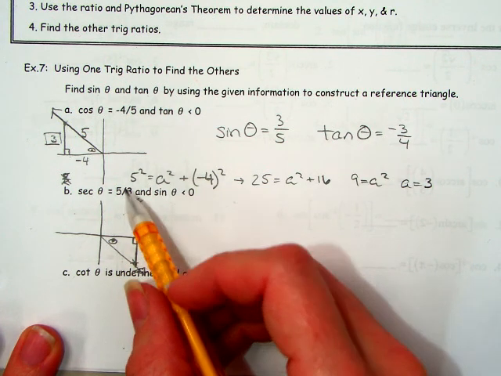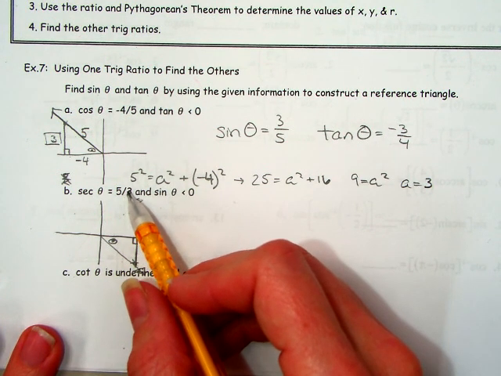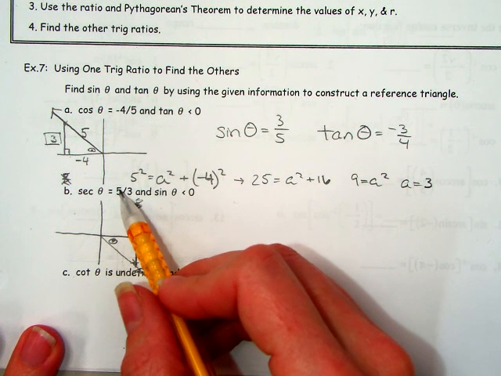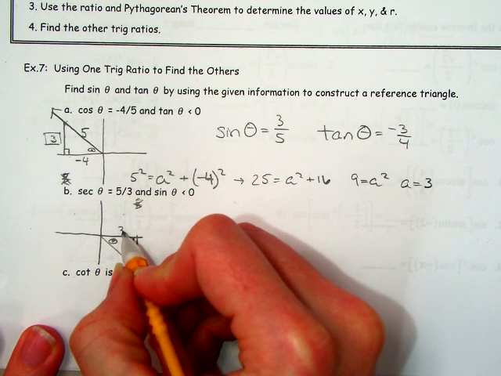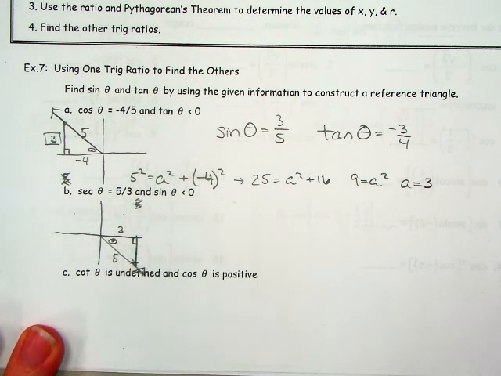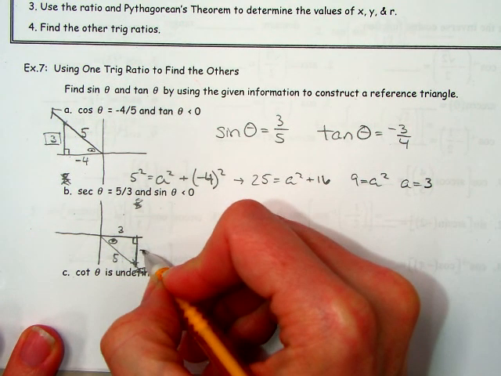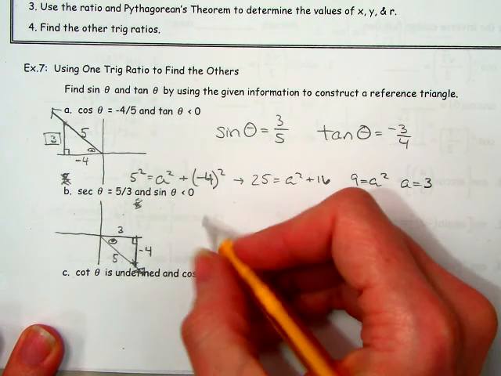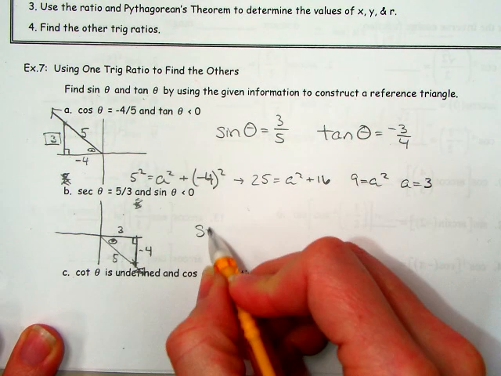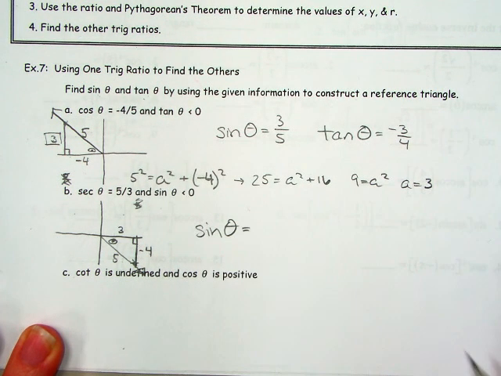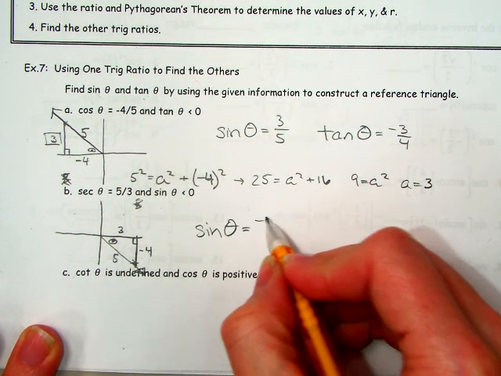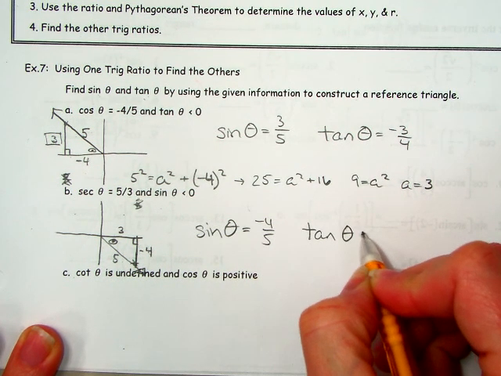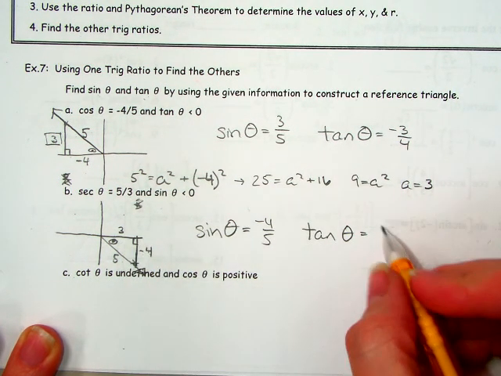Now it's secant. Secant is the reciprocal of cosine. And so the cosine must be 3 over 5. And so cosine is adjacent 3 over 5. There's our 3, 4, 5 triangle, so this must be negative 4. And so finding now again sine and tangent. Sine is opposite over hypotenuse, negative 4/5. And tangent is opposite over adjacent, so negative 4/3.